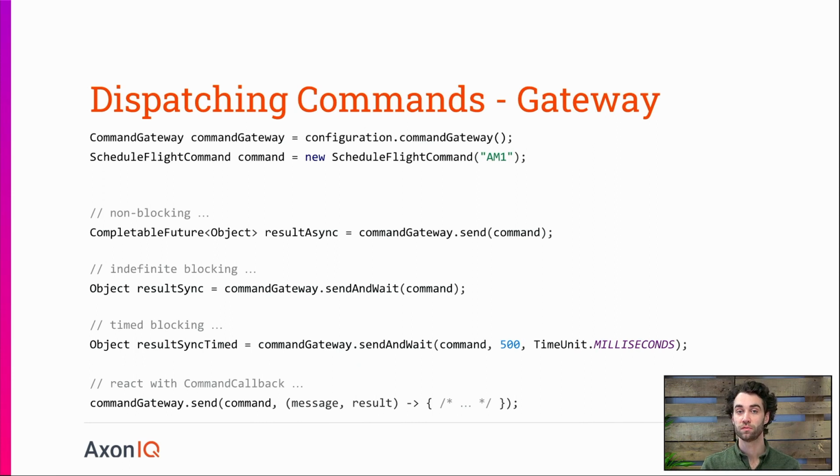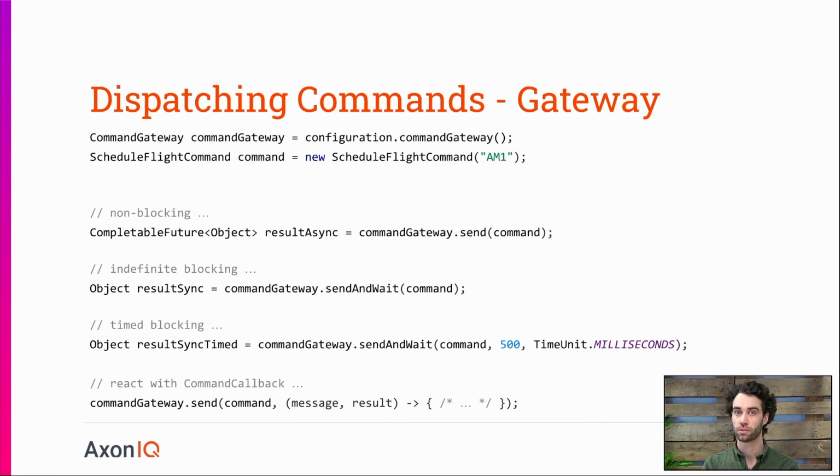There is also a convenience approach, providing a friendlier API when you want to send messages over through the command bus. This is called the command gateway. It's essentially a gateway towards your command bus, making your life a little bit easier. Again, we can look at the configuration to retrieve the configured command gateway from it. With the command gateway in hand, we this time only have to create our command, the schedule flight command. We can simply send this message on the command gateway.